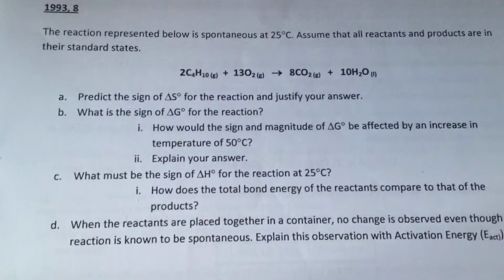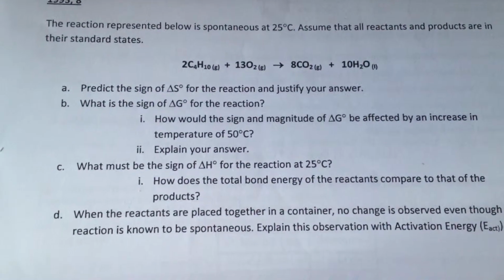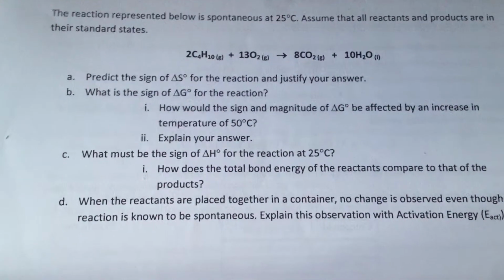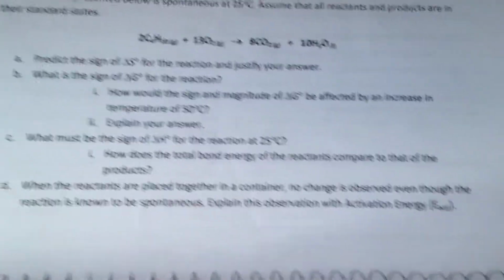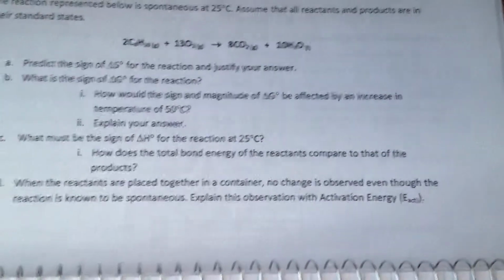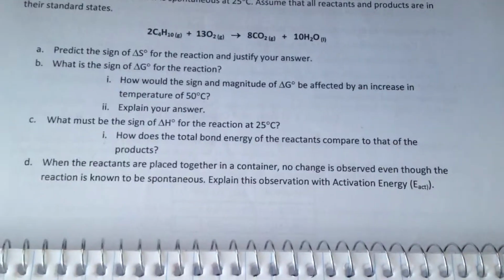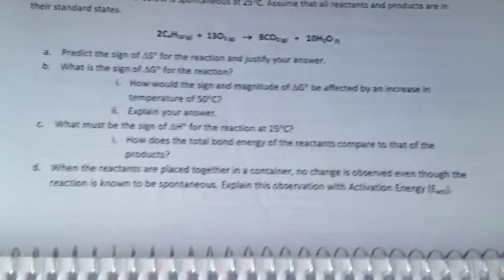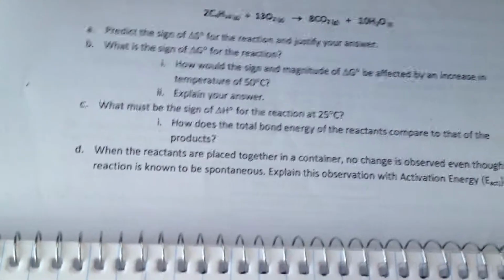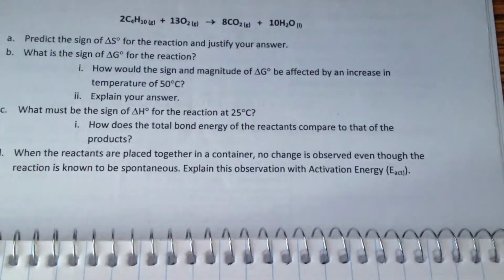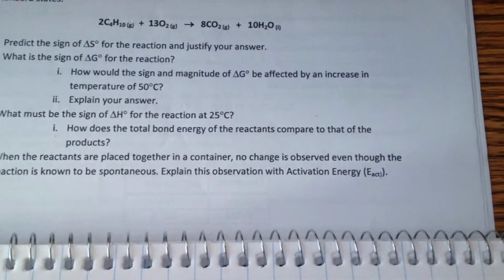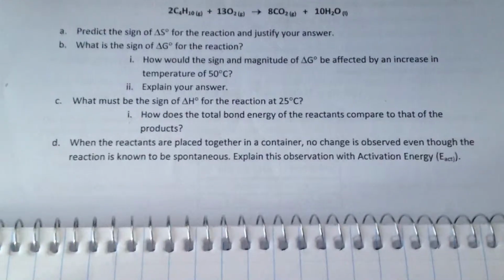Predict the sign of delta S for the reaction and justify your answer. Part B. What is the sign of delta G for the reaction? How would the sign and magnitude of delta G be affected by an increase in temperature of 50 degrees Celsius? Explain your answer. Part C. What must be the sign of delta H for the reaction at 25 degrees Celsius? How does the total bond energy of the reactants compare to that of the products?